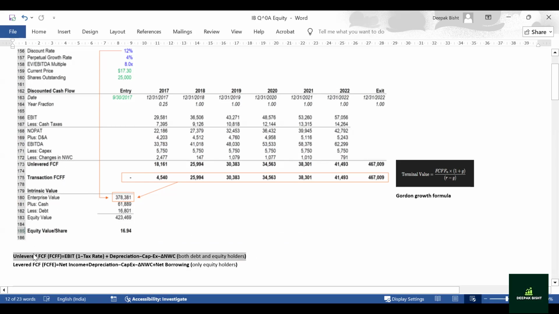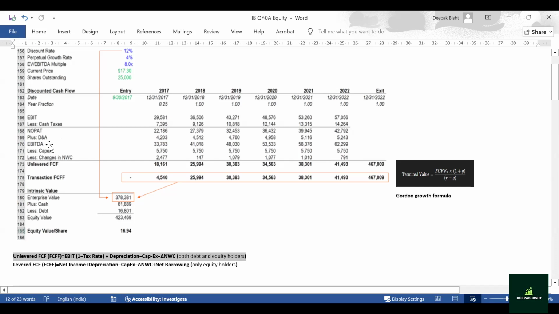So just follow the formula. Just like the formula, it's calculated here in the screenshot also. From EBIT, we have subtracted the cash taxes. This means one minus tax rate. So from EBIT, we have subtracted the taxes, and this has given us NOPAT, net operating profit after tax. Then we have added back depreciation and amortization, D&A, and this has given us EBITDA. So we are actually going backwards here.